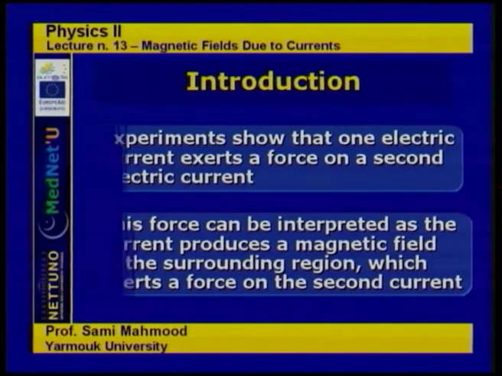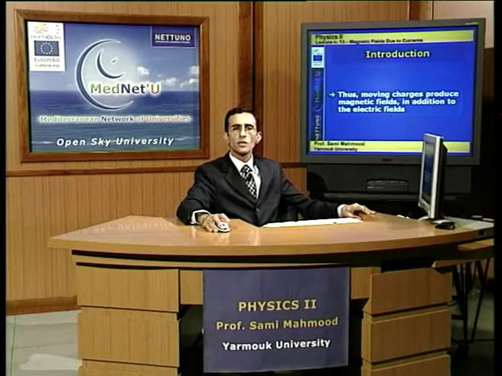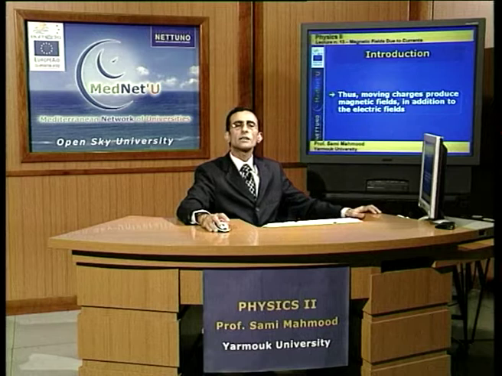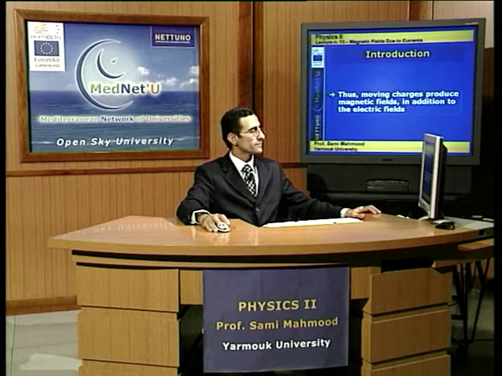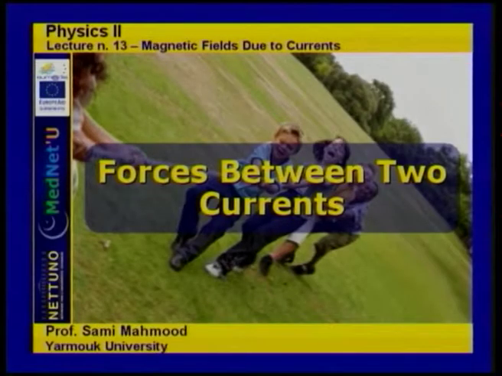So as a conclusion, we can say that moving charges or currents produce magnetic field, just like electric charges produce electric fields. So charges in motion would produce both electric and magnetic fields. And now we talk about the forces between two currents.